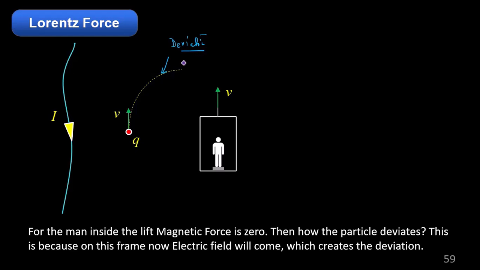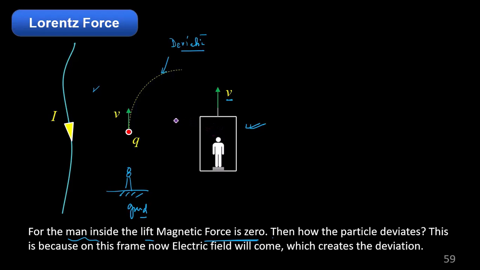Now if I observe the same behavior of the charged particle by placing myself in a lift, which is also moving with the same velocity, this deviation is seen by the observer on the ground. The observer on the ground sees the deviation. But there is no deviation for this particle for the observer standing inside the lift. For the man inside the lift, the magnetic force becomes zero. Why? Because with respect to the man, the particle is at rest.